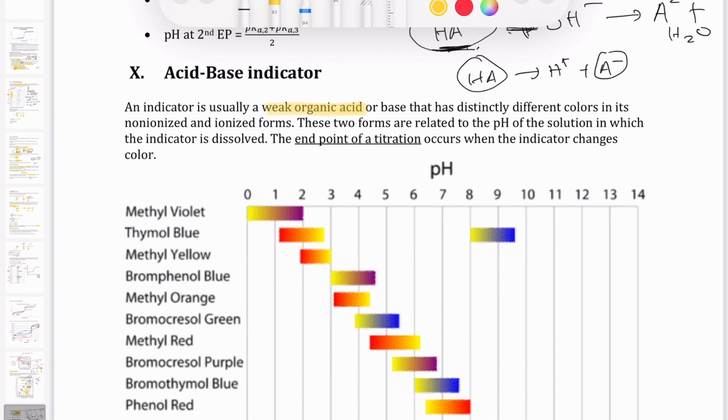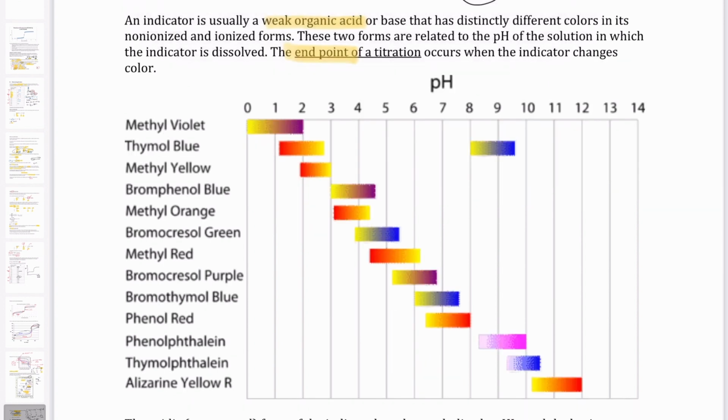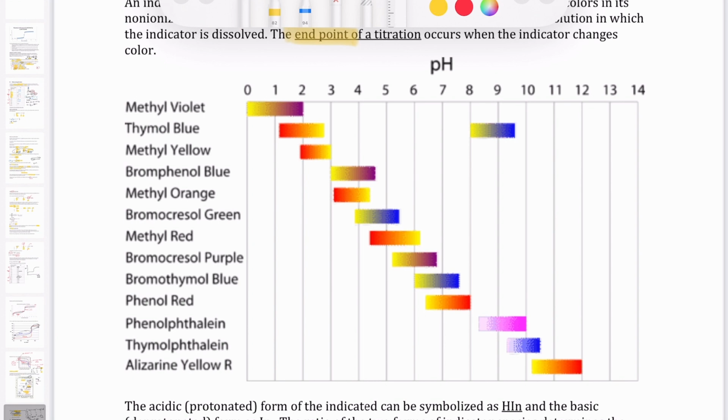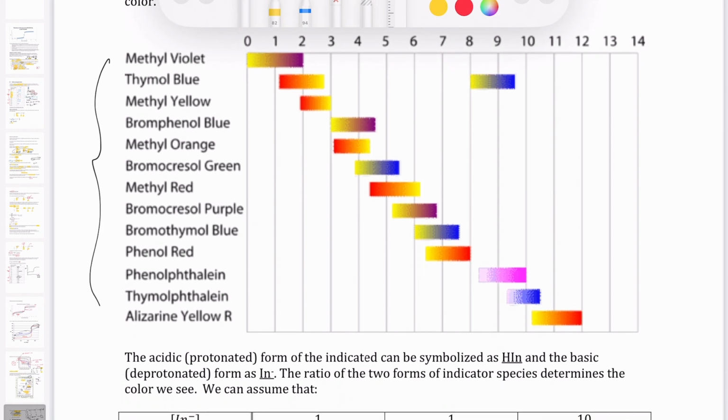The actual name of the time when color is changing is called the endpoint of the indicator. And so when we choose an indicator, we're really choosing the color of the endpoint, but we're trying to match the endpoint to the equivalence point. But right now, all I want to do is show you really quickly a list of common indicators that you might have used and where they're changing.